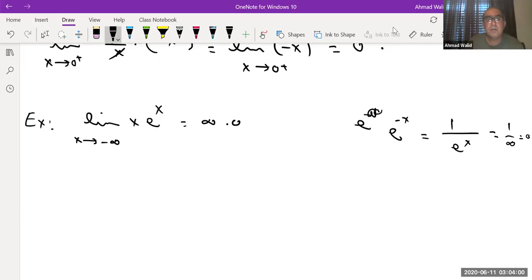Now, what to do? Change the product to a quotient. Limit x approaching -infinity. I'll keep the x. Instead of e to the -x, I can write 1 over e to the x. Correct? And now you can apply L'Hopital's rule.